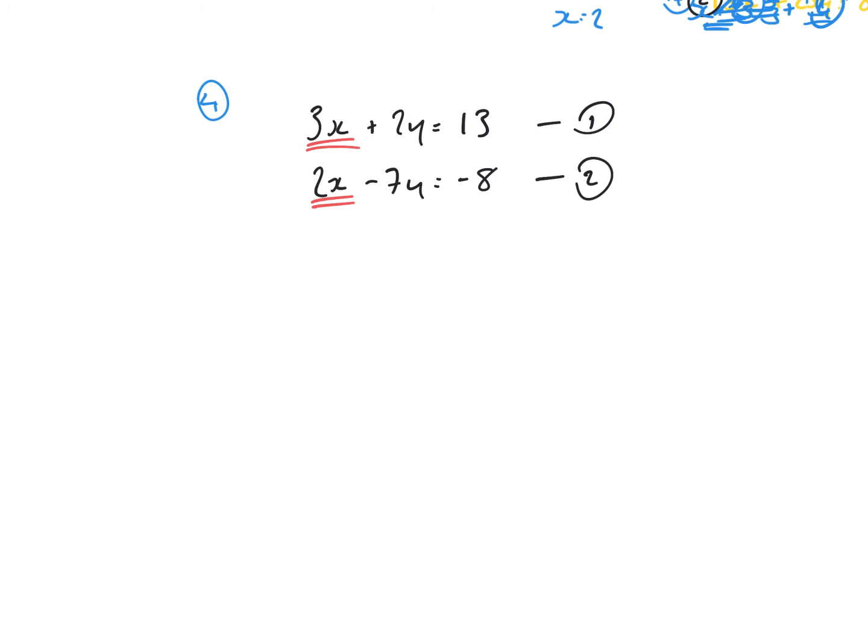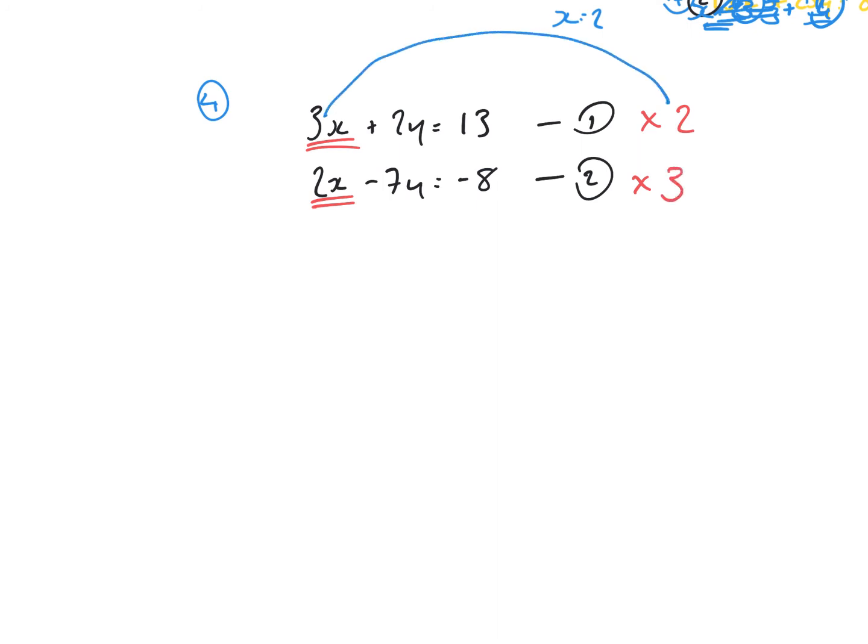Okay, example 4. I've got 3x plus 2y is equal to 13, and 2x minus 7y is equal to minus 8. Equation 1 and equation 2. This time I'm going to decide to get rid of x's. So 3 and 2, I'm going to scale them up to 6. So the first equation, to get 3 up to 6, multiplied by 2. Second equation, to get 2 up to 6, multiplied by 3.